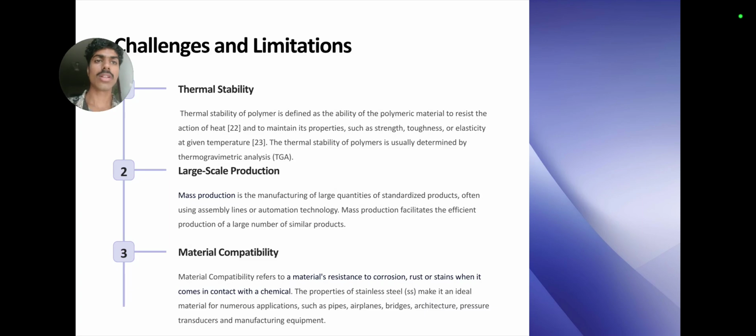Now let us go through the challenges and limitations. Thermal stability of polymer is defined as the ability of a polymeric material to resist the action of heat and to maintain its properties such as strength, toughness, and elasticity at a given temperature. And large scale production: mass production is the manufacture of large quantities of standard products, often using assembly line or automation technology. Mass production facilities produce a large number of similar products. And material compatibility: material compatibility refers to the material's resistance to corrosion, rust, and stains when it comes in contact with chemicals.